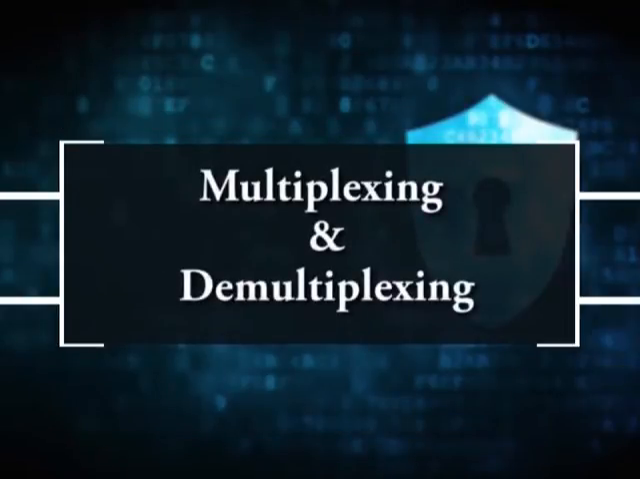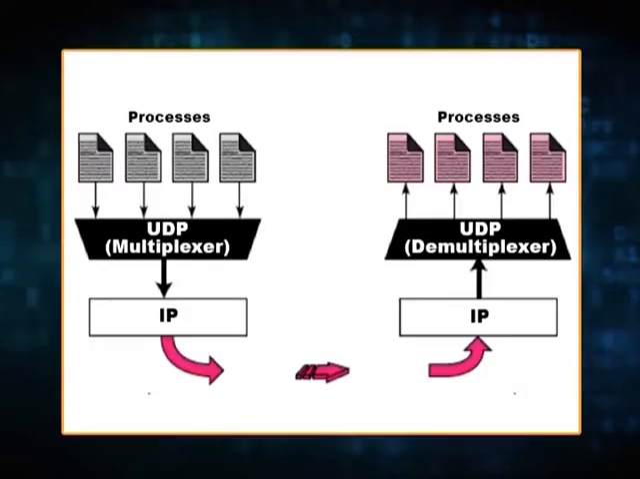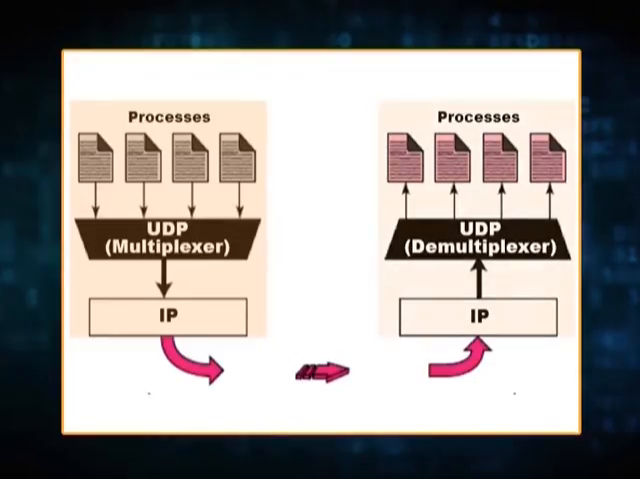Next, multiplexing and demultiplexing. In a host running a TCP/IP protocol suite, there is only one UDP, but possibly several processes that may want to use this service of UDP. To handle this situation, UDP multiplexes and demultiplexes.